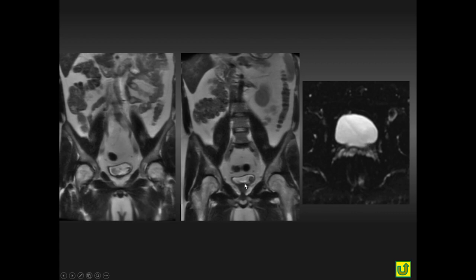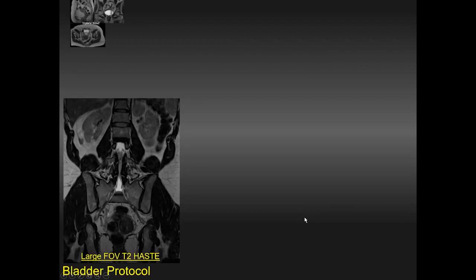In this case, there's nothing there. This is merely an artifact that is arising from the flow of urine. So just be careful when you use these large fields of view. Do not end up mistaking these flow voids for intraluminal lesions.